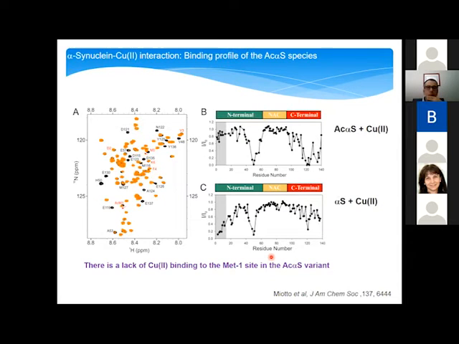Having arrived at this, we decided to also study the impact of some post-translational modifications on the metal binding capability of alpha-synuclein. The reason we studied that is because, doing in-cell NMR, we found that the protein was mostly acetylated at the N-terminus. So what was the impact of this acetylation on the interaction with copper? Upon acetylation of the protein, we observe a lack of interaction at the high affinity binding sites.